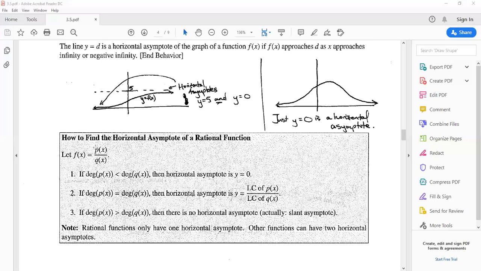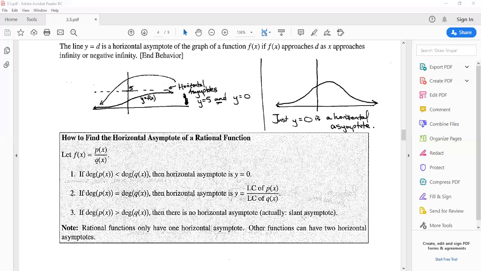So if we have a rational function where the degree of the numerator and denominator are the same, then we get the horizontal asymptote by looking at the line y equals the ratio of the leading coefficients of the numerator and denominator polynomials. And last but not least, if the degree of the numerator is bigger than the degree of the denominator, then there is no horizontal asymptote. So it is possible for us to have a rational function that does not have a horizontal asymptote.